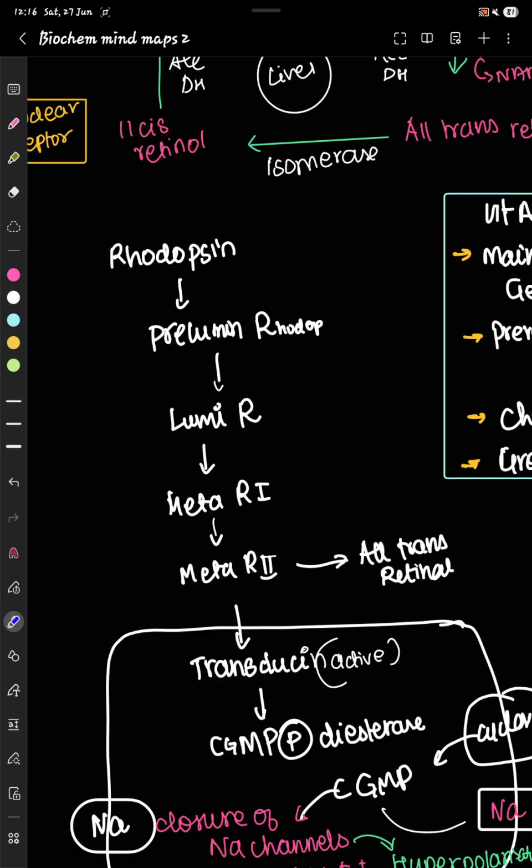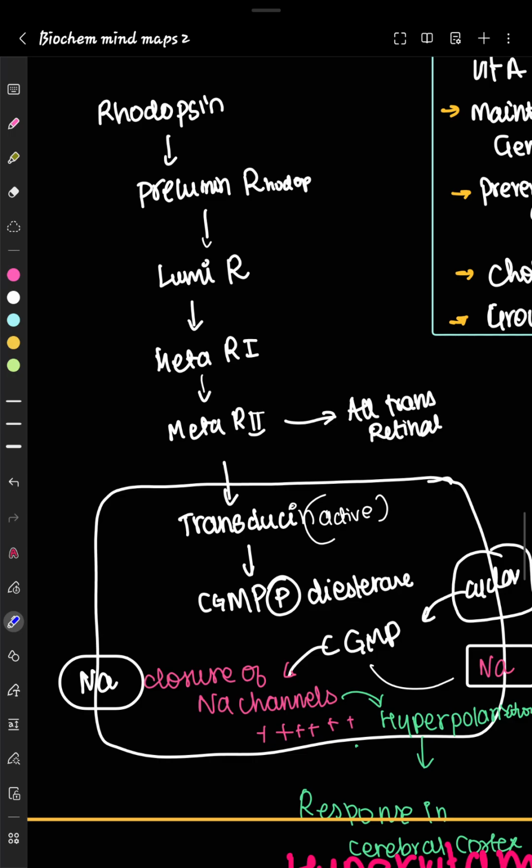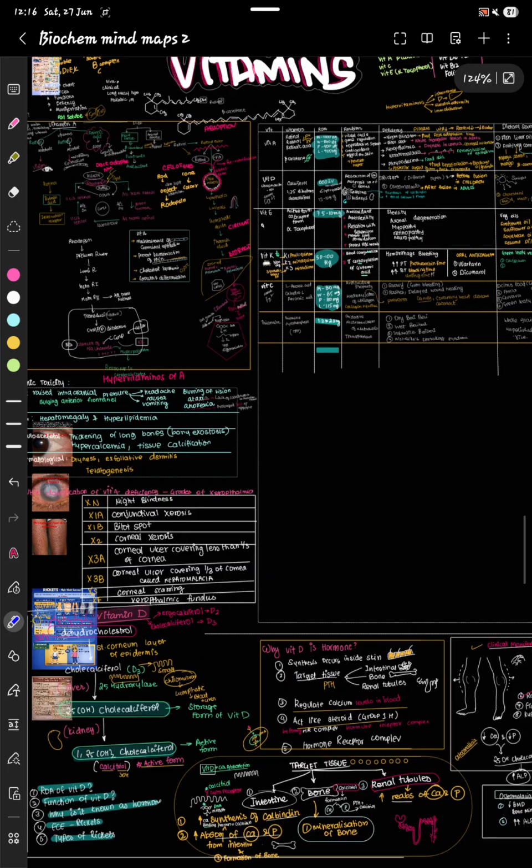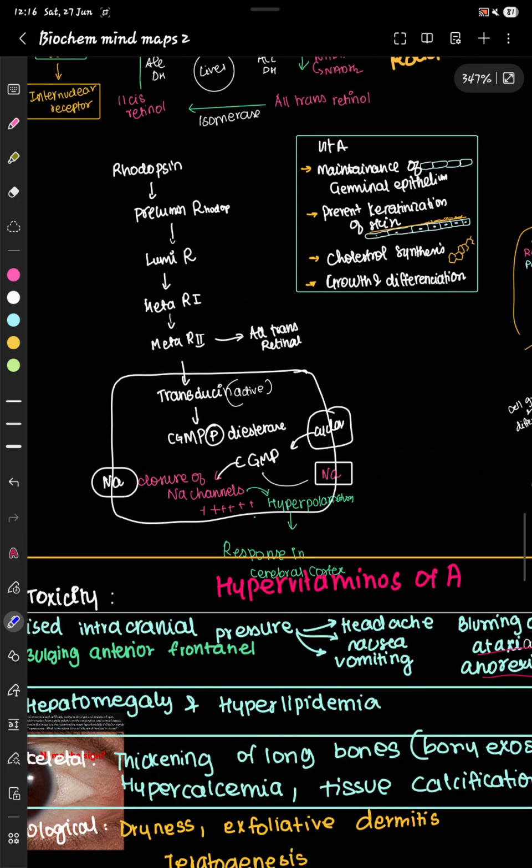What exactly happens in the dark adaptation time? This is the Wald's visual cycle. What exactly happens is that there is rhodopsin, which is converted into pre-lumirhodopsin, then into lumirhodopsin, meta-lumirhodopsin, meta-rhodopsin 2, and then into transducin and to cyclic GMP phosphodiesterase.